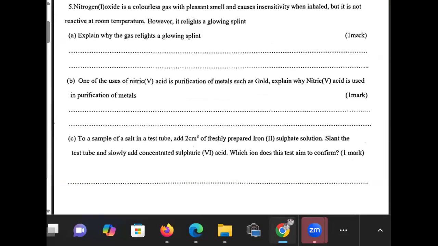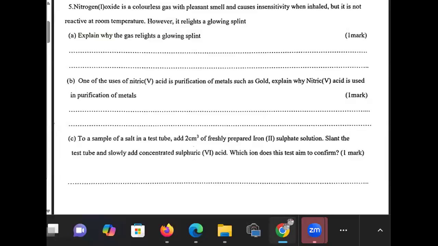I have said that the ions that are being tested there are nitrate ions. And what you'll be seeing will be a brown ring that will be formed around where the layer is. And the name of that brown ring is FeSO4.NO. That is nitroso iron 2 sulfate.